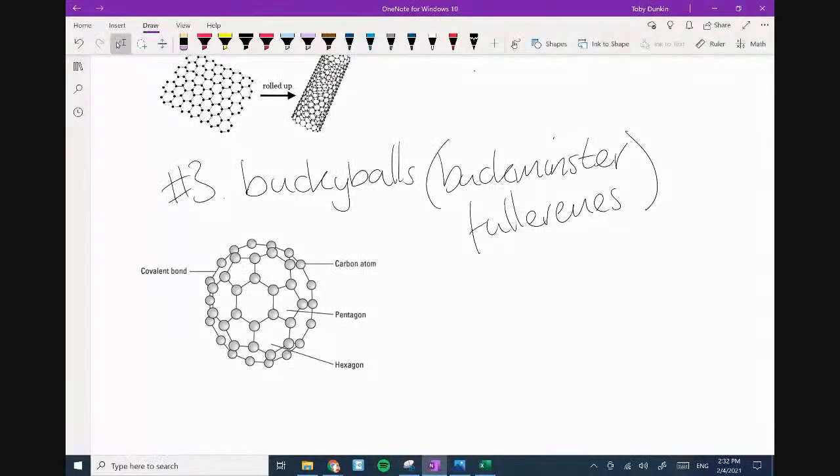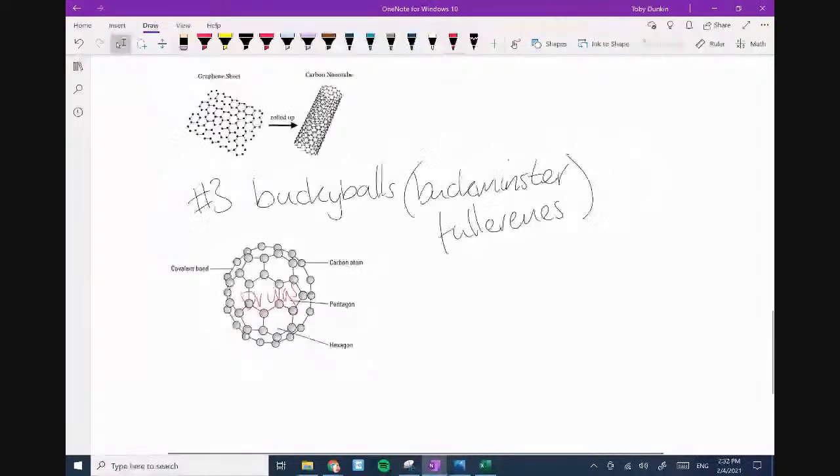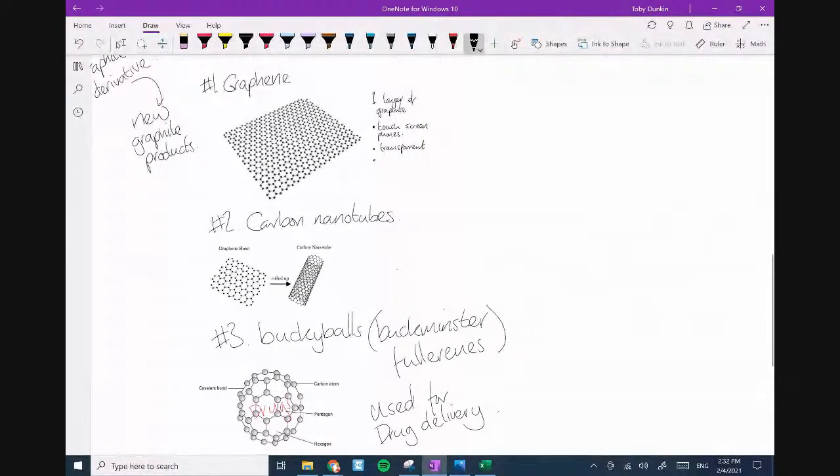They're also using it for drug delivery. They're putting drugs inside the buckyball. They can then move it around using magnetic fields and then deliver the drugs where we like. Super cool. Used for drug delivery. Really cool stuff. So these new materials are going to be some amazing things in the future.